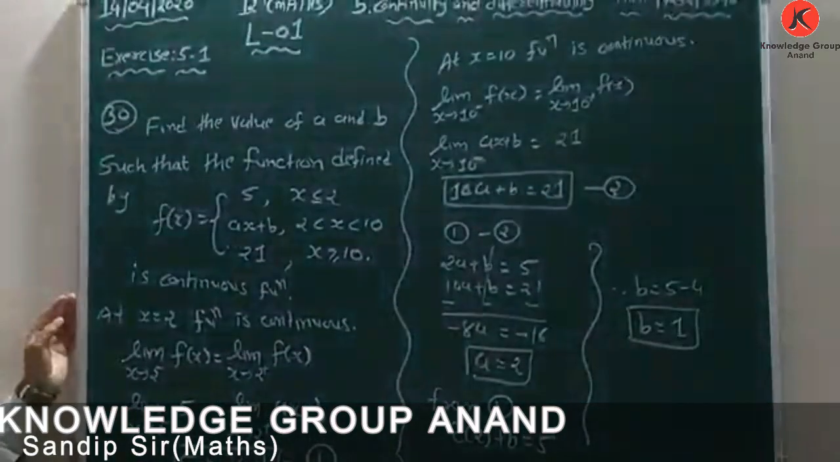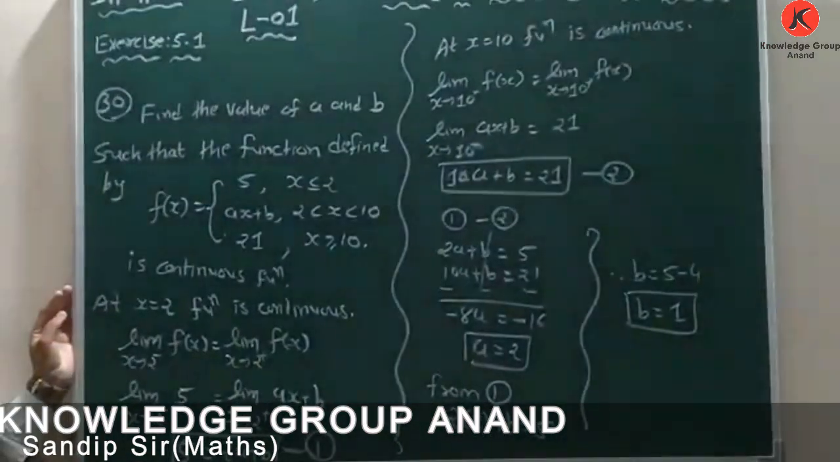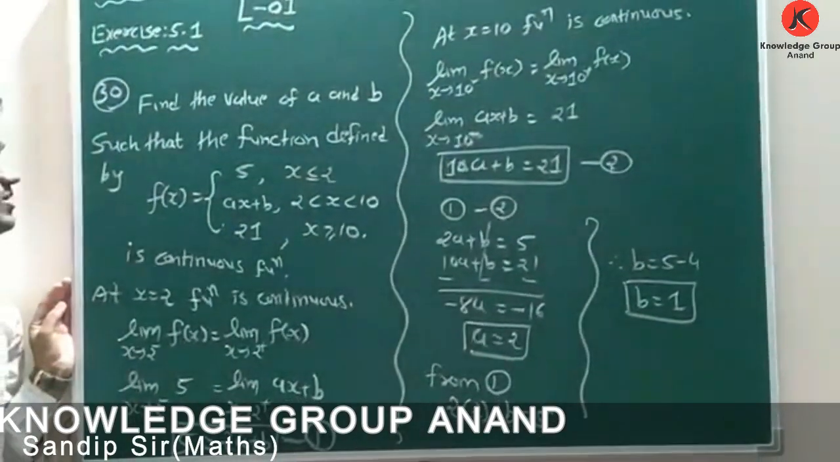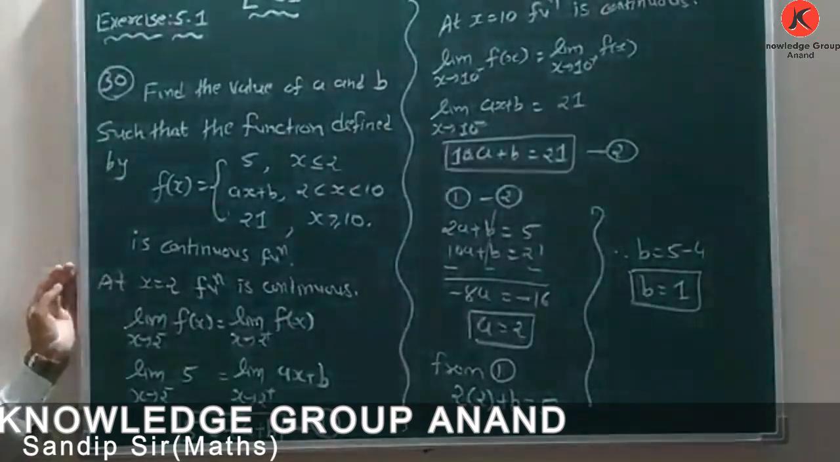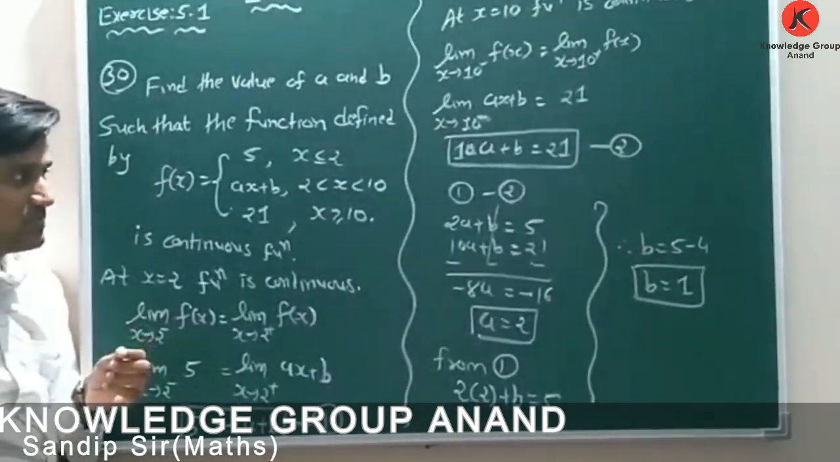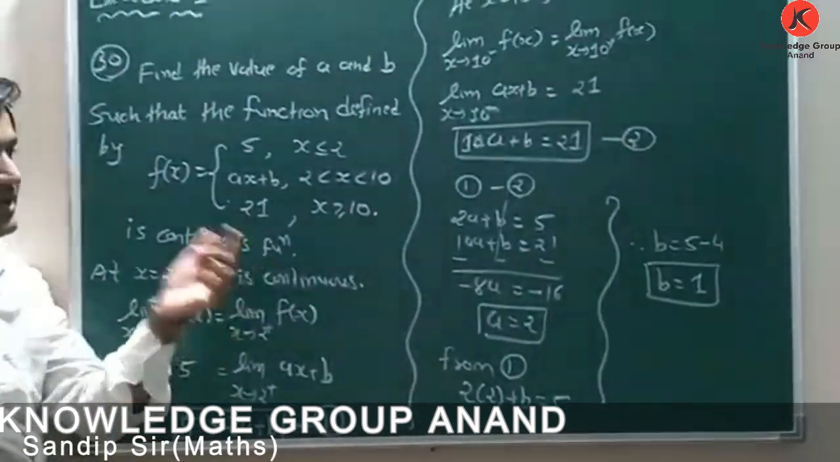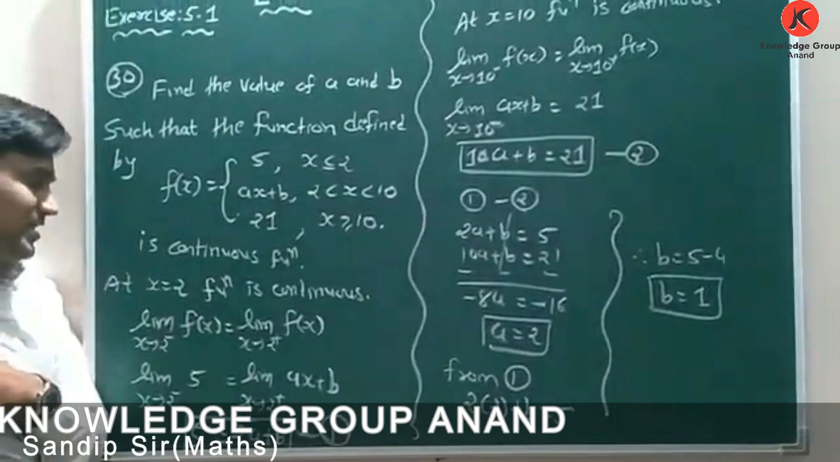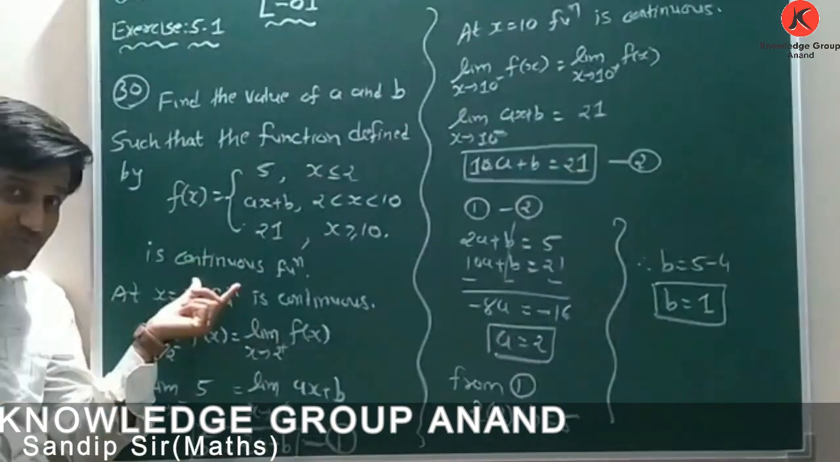Exercise 5.1, question number 2, example 30. Find the values of a and b such that the function defined by f of x is equal to 5, where x is less than or equal to 2; ax plus b, where 2 is less than x less than 10; and 21, where x is greater than or equal to 10, is a continuous function. Here the function is continuous at which point?